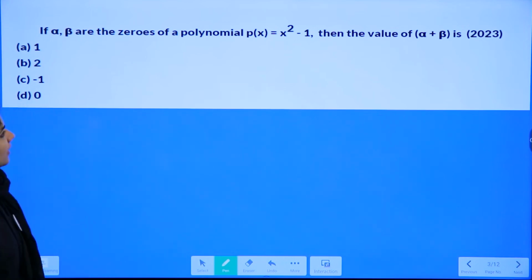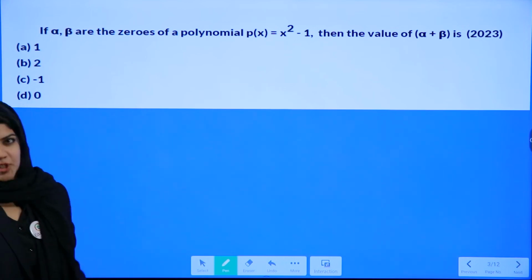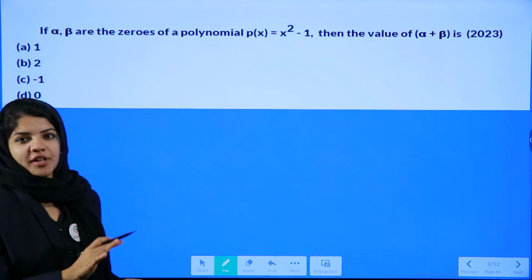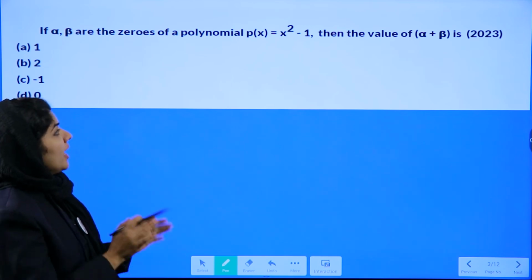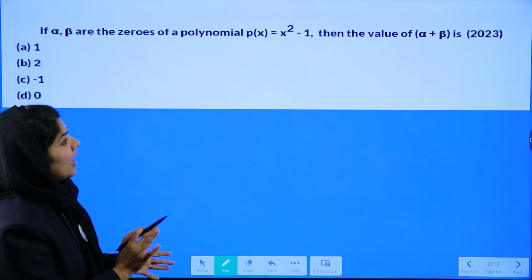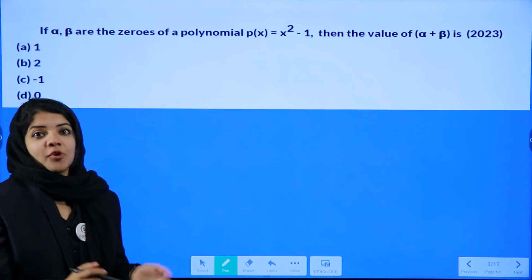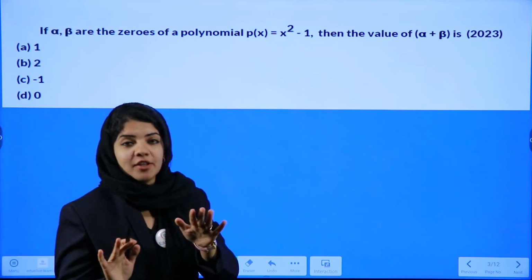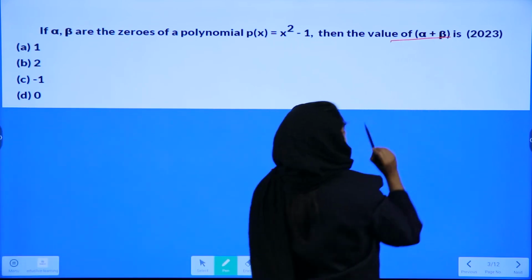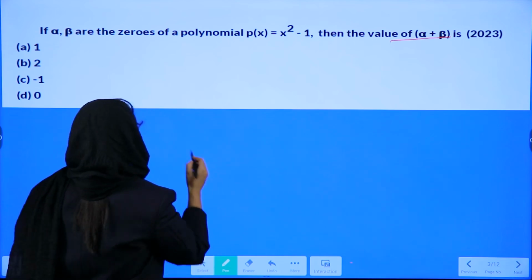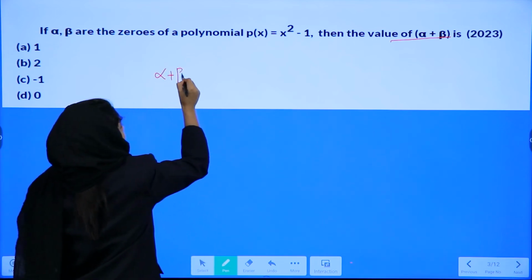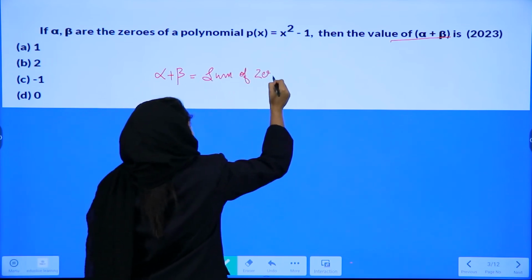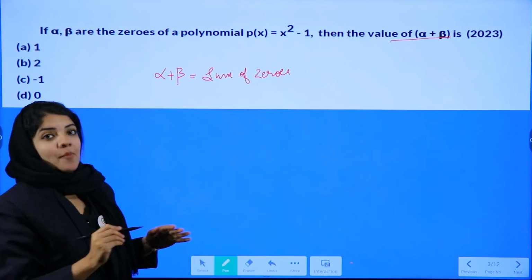Next question, and this was a question from 2023. If alpha, beta are zeros of a polynomial p of x equals x square minus 1, then find the value of alpha plus beta. It is given in the question that alpha, beta are the zeros and we have to find the value of alpha plus beta. Alpha plus beta means the sum of the zeros.